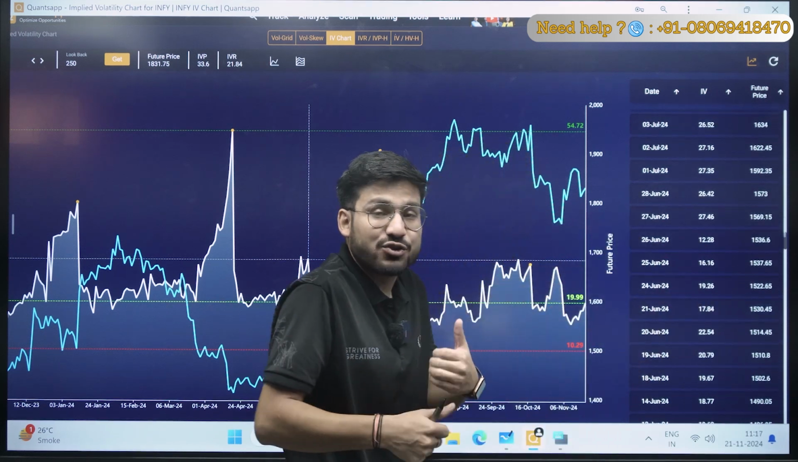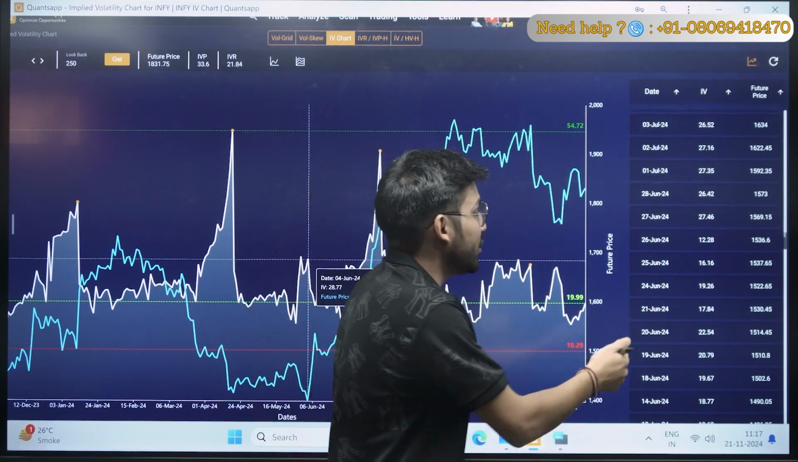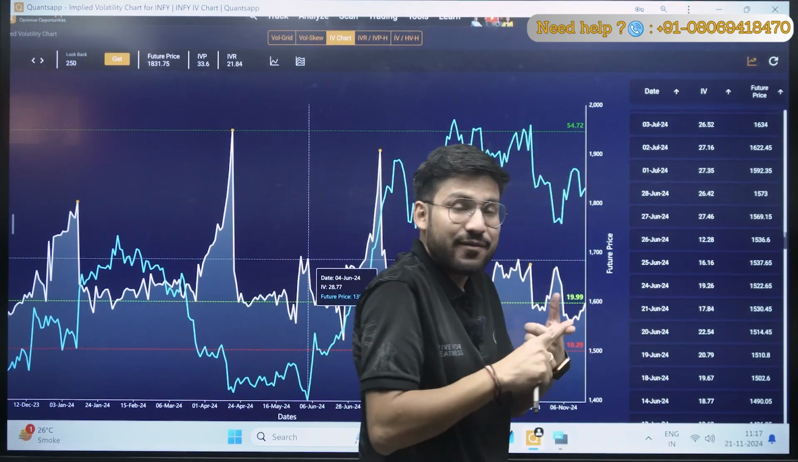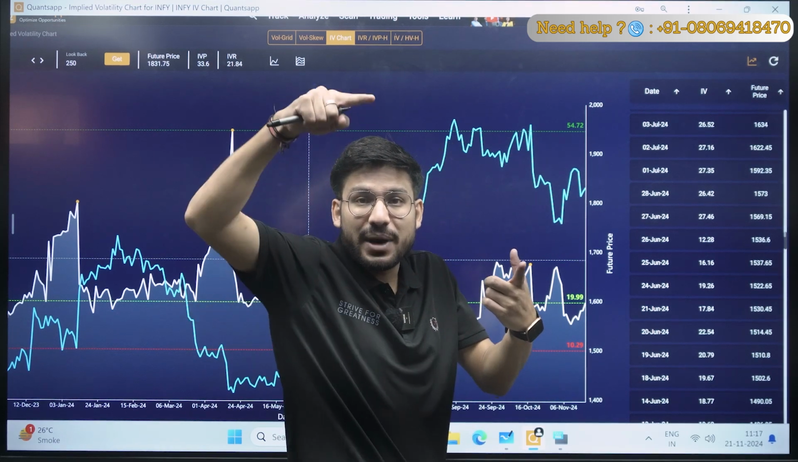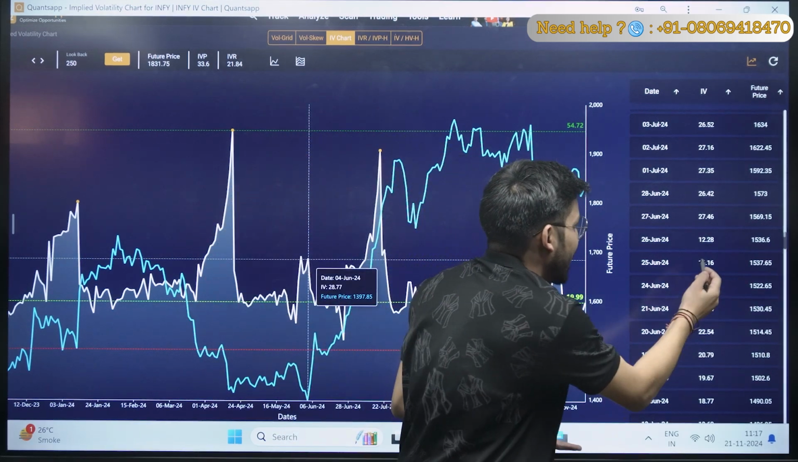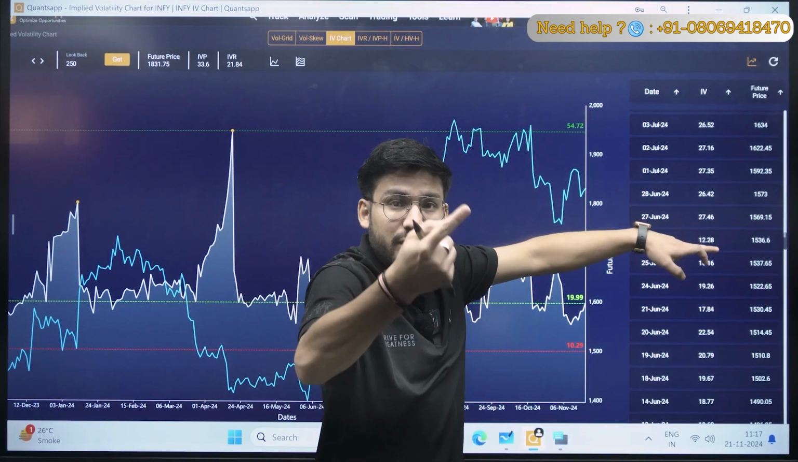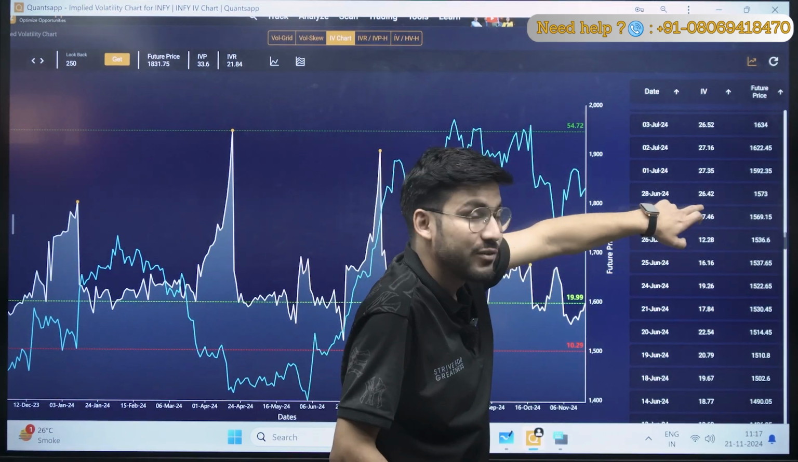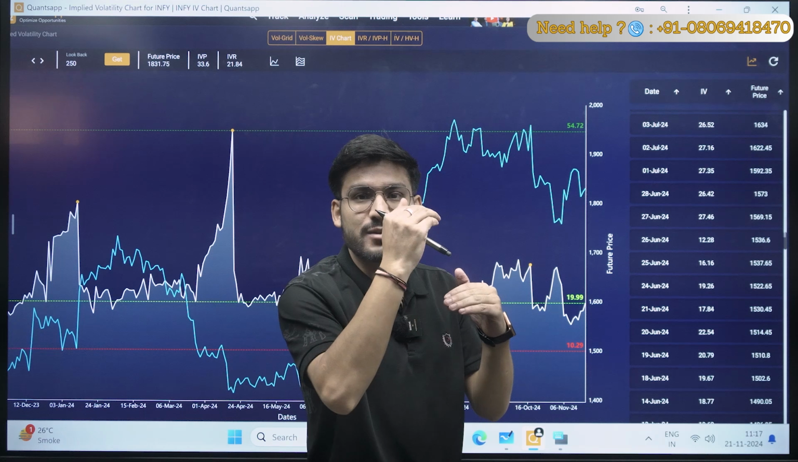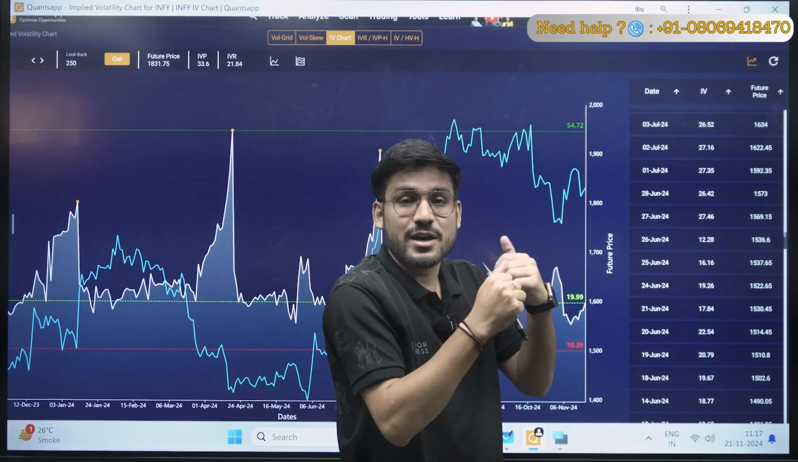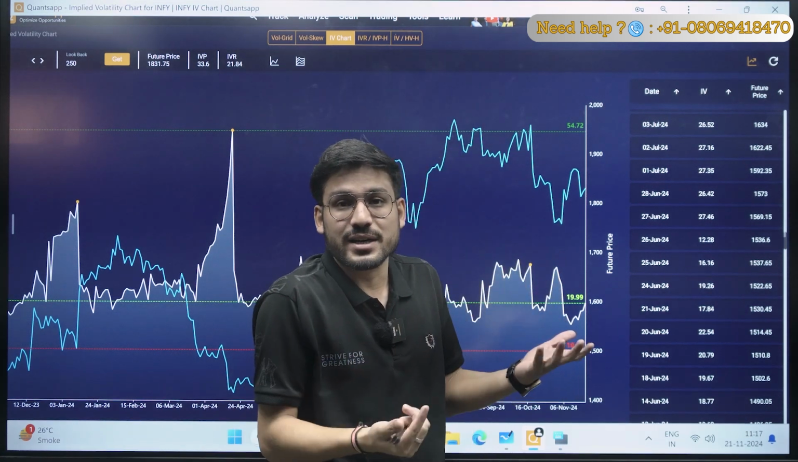Okay, and then when the actual movement started in the market, right? Then you can see from 12. So 27 June was the date when the actual market movement started, right? So you can see again from 12 IV, my IV just jumped to 27.46. It means again there is a momentum. So 27 was the date when I would have entered the trade, right?